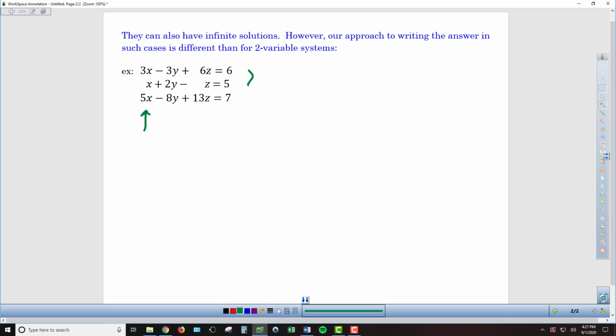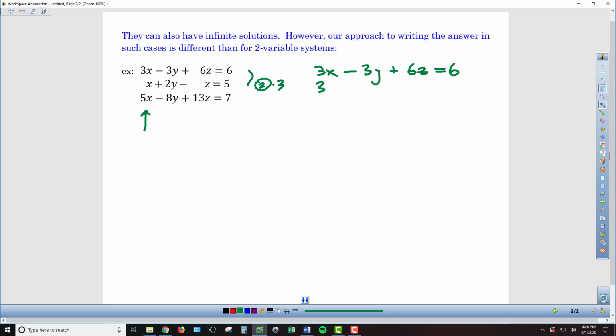So I'm going to be able to just copy the top equation, but I'm going to have to multiply the bottom equation by 3. So I'm going to go ahead and do that. So I've got the top equation is 3x minus 3y plus 6z equals 6. And then this one, I'm going to have to do the second equation times 3.